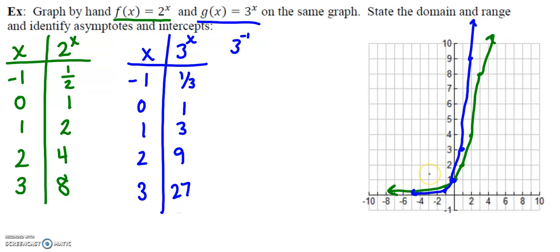Now you'll notice that on the left of this 0 threshold, for numbers less than 0, our 2 to the x is a higher function than our 3 to the x. But once you move past 0, for numbers greater than 0, 3 to the x, the blue graph, becomes taller than the green graph, which is something we'll look at throughout the unit.